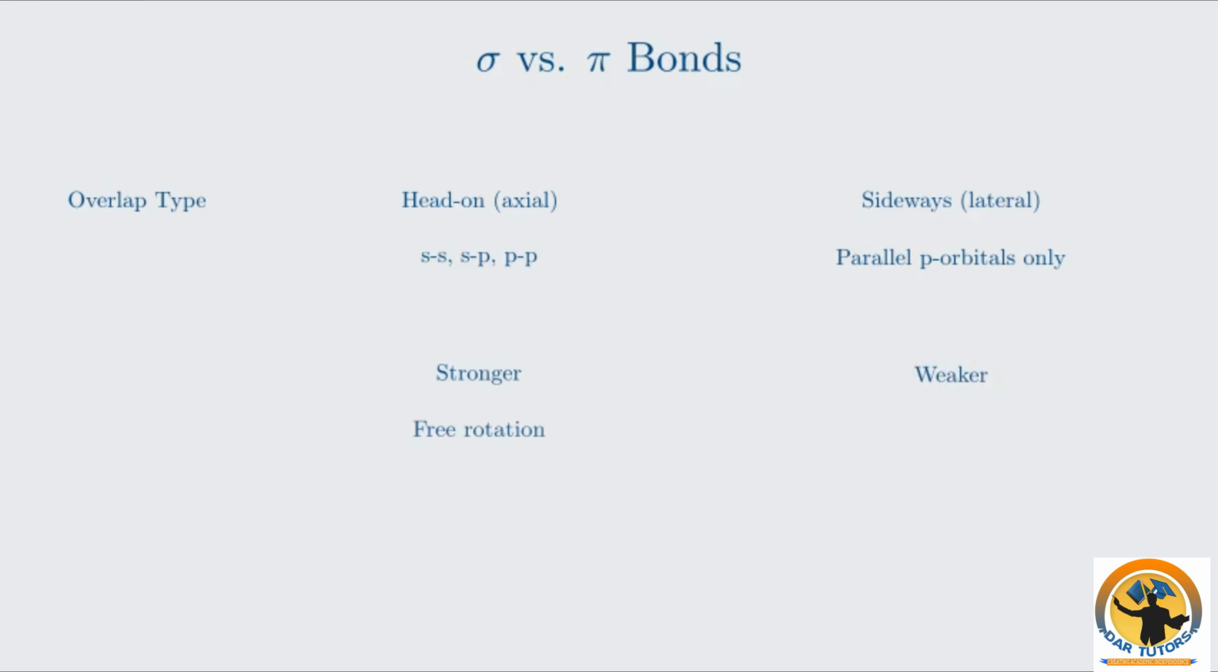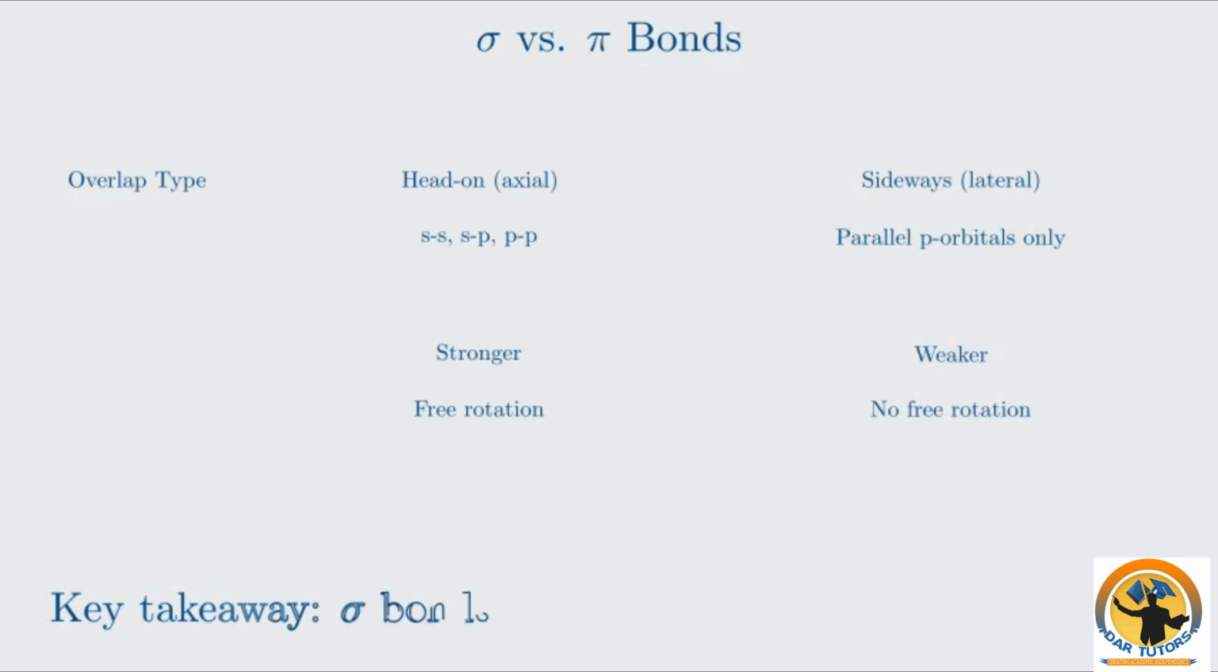Another crucial difference is rotation. Sigma bonds are rotationally symmetrical, allowing free rotation of the atoms around the bond axis. Pi bonds, however, are formed from sideways overlap. Free rotation would break this overlap, which requires a significant input of energy. Therefore, pi bonds restrict rotation. This restriction on rotation by pi bonds is the reason for geometric isomerism in alkenes, like cis and trans isomers.